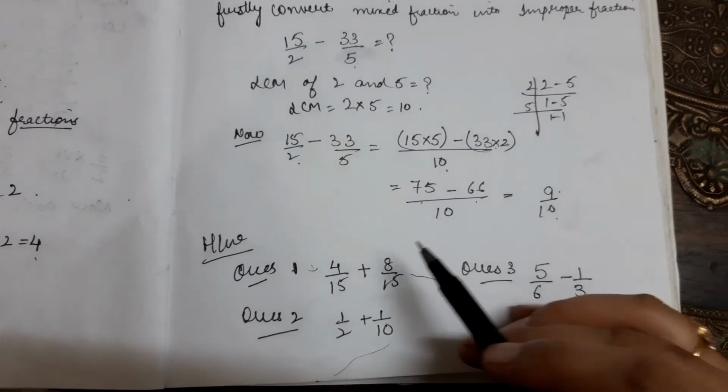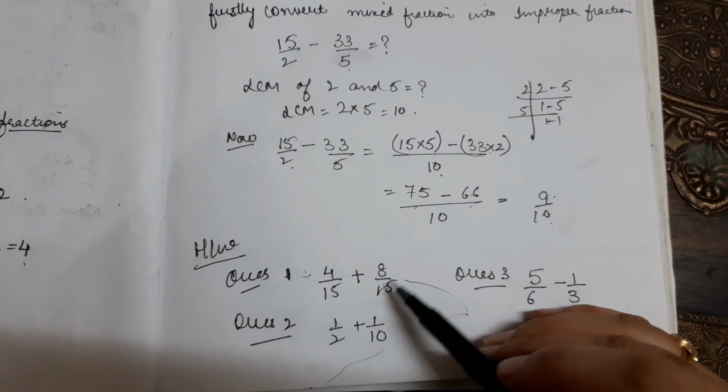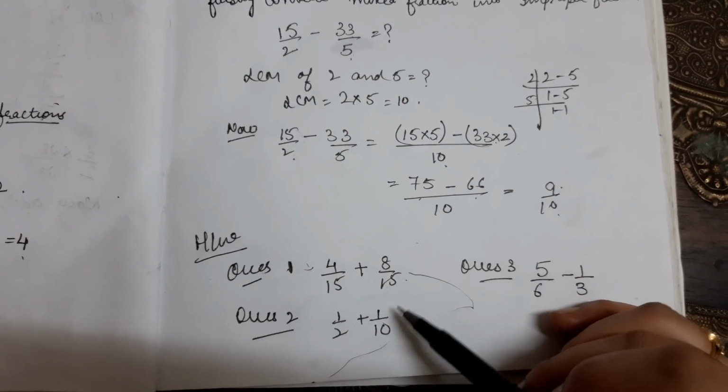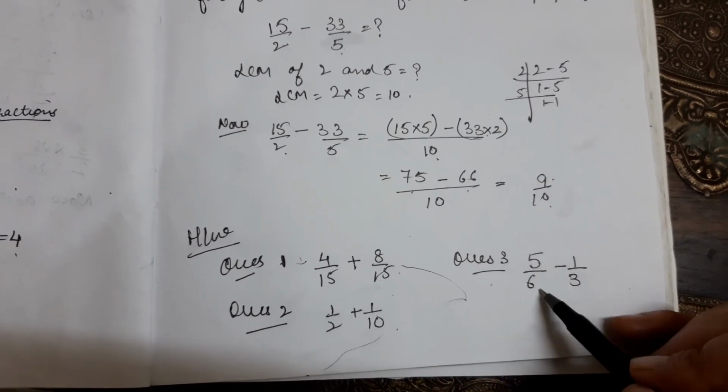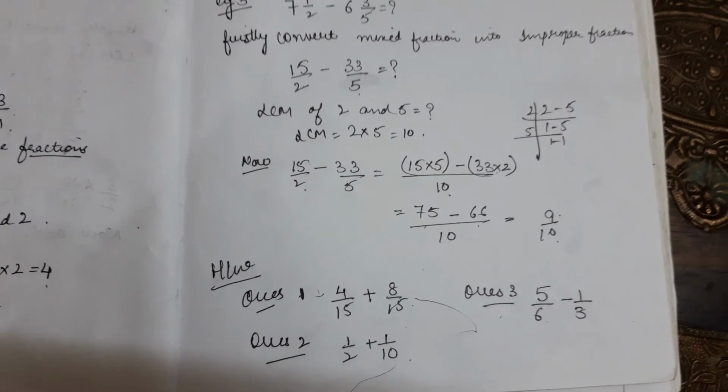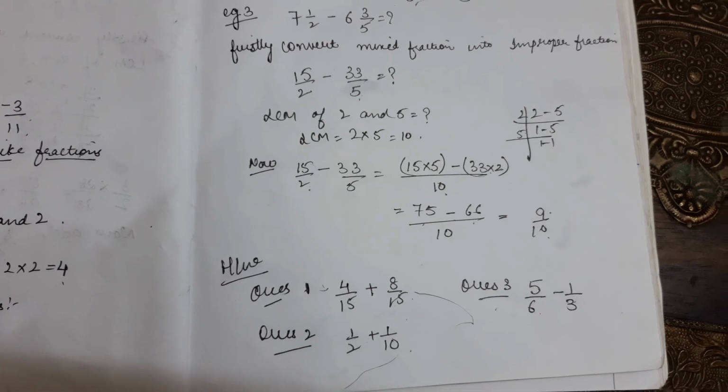Now the homework questions for today: first question, 4 by 15 plus 8 by 15. Question number 2, 1 by 2 plus 1 by 10. Question number 3, 5 by 6 minus 1 by 3. Do all the work very neatly in your notebooks and send it on time.